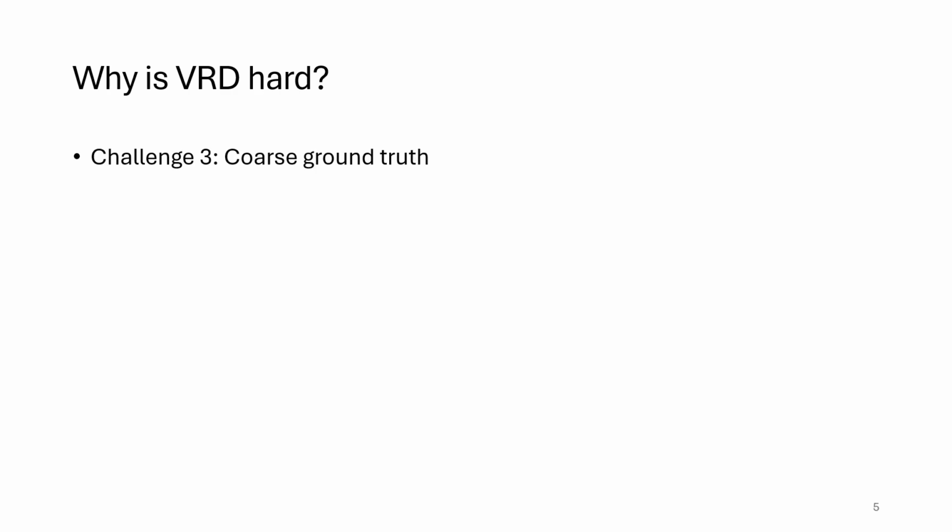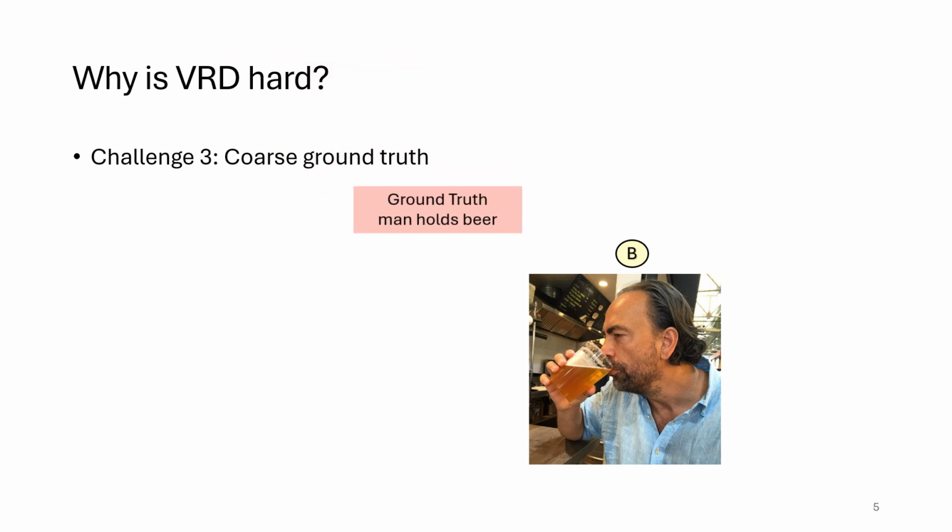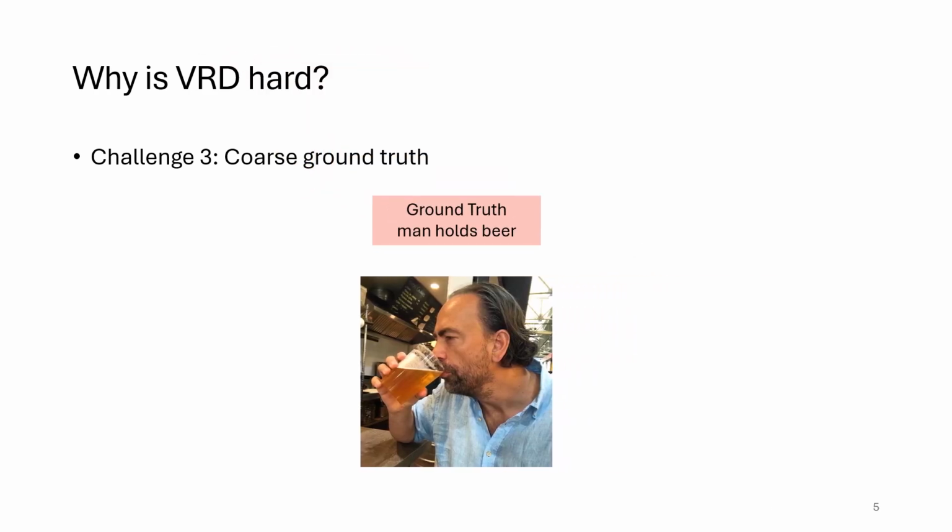Our third challenge is coarse ground truth. Consider the phrase man holds beer. Which image does it describe, A or B? Most would pick A. For B, that label is too coarse. A more precise relation for B is man drinking beer. However, the ground truth for B still says man holds beer. So when a model predicts drinking and is penalized for not saying holding, we discourage fine-grained understanding and hurt generalization.